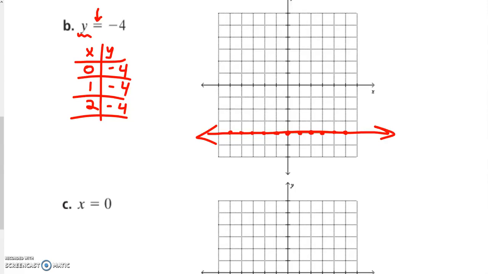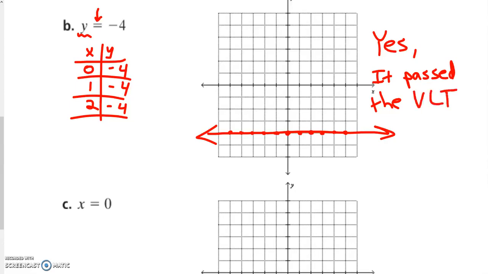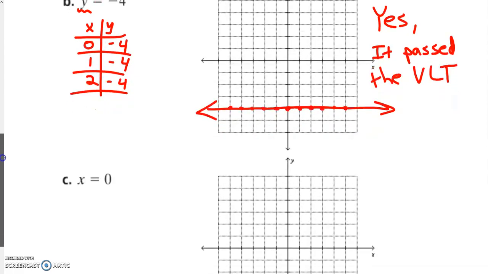So two things. First, graph it. Second, is this thing a function? Yes, it's a function. How do I know it's a function? It passed the vertical line test. Now this confuses people sometimes. They say, well, it's a straight line and it's flat. Flat is okay. That's horizontal. The rule is we can't have vertical, straight up and down.